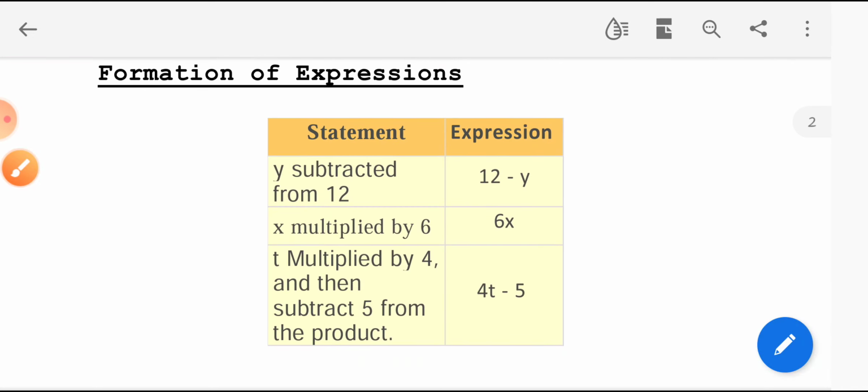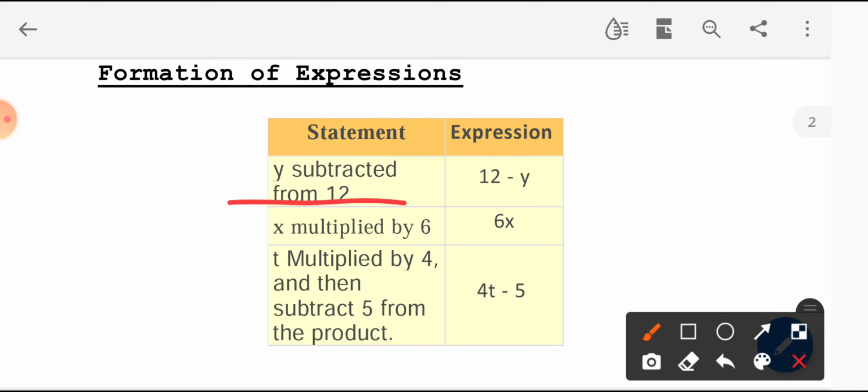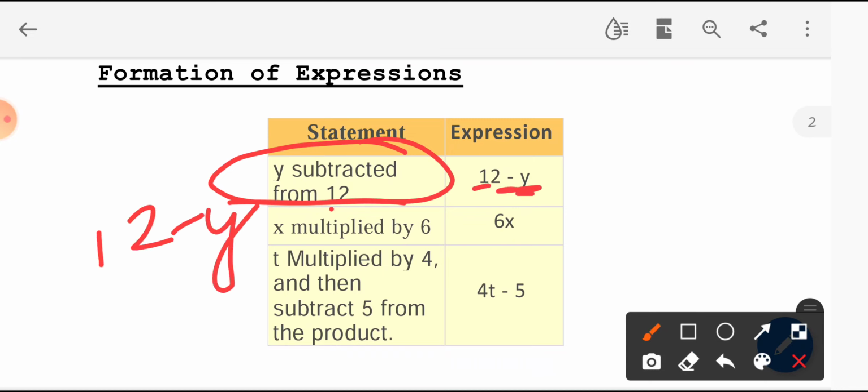Now how to form the expressions. If a statement is given तो हम expressions कैसे बनाते हैं? Y subtracted from 12. What is the meaning of this? Y subtracted from 12 means we have to subtract y from 12. So it can be written as 12 minus y.